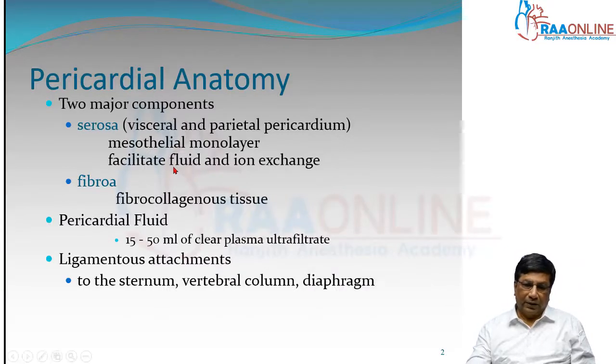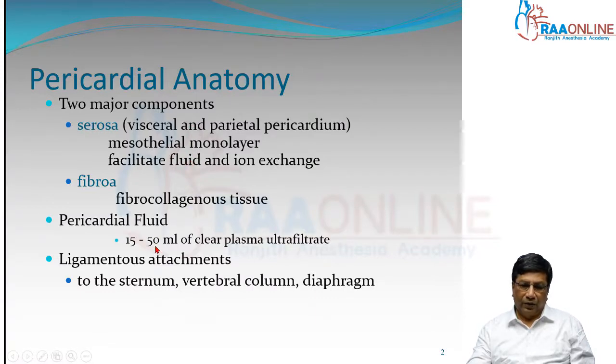Before that, we must understand the normal pericardium. The normal pericardium may be divided into fibrous pericardium and serous pericardium. And serous pericardium has two layers, the visceral layer as well as the parietal layer. The small potential space in between the visceral layer and the parietal layer accommodates a small amount of fluid, less than 50 ml, for lubrication.